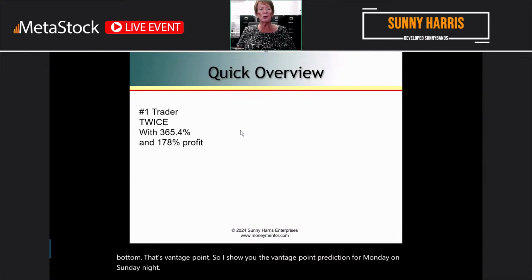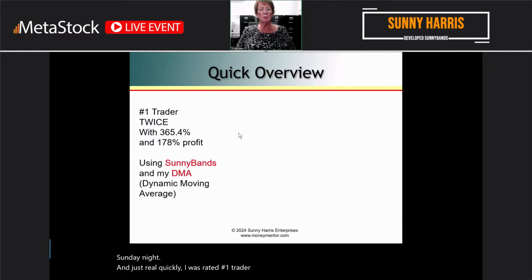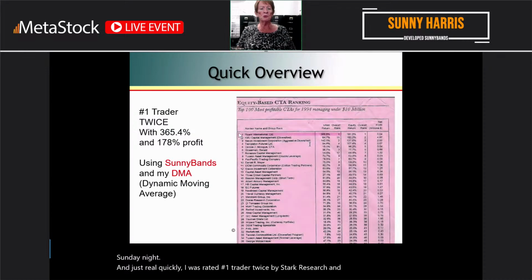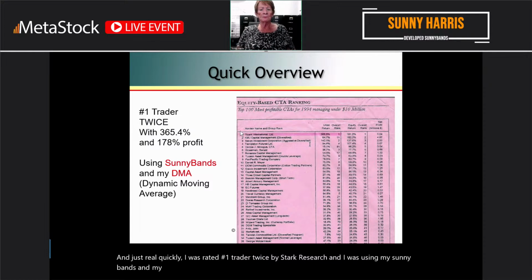And just real quickly, I was rated #1 trader twice by Start Research. And I was using my SunnyBands and my DMA. You see right there at the top.